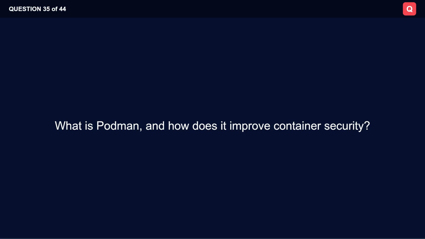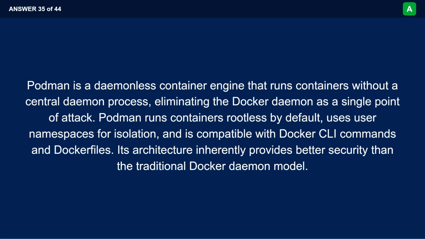What is Podman, and how does it improve container security? Podman is a daemonless container engine that runs containers without a central daemon process, eliminating the Docker daemon as a single point of attack. Podman runs containers rootless by default, uses user namespaces for isolation, and is compatible with Docker CLI commands and Dockerfiles. Its architecture inherently provides better security than the traditional Docker daemon model.